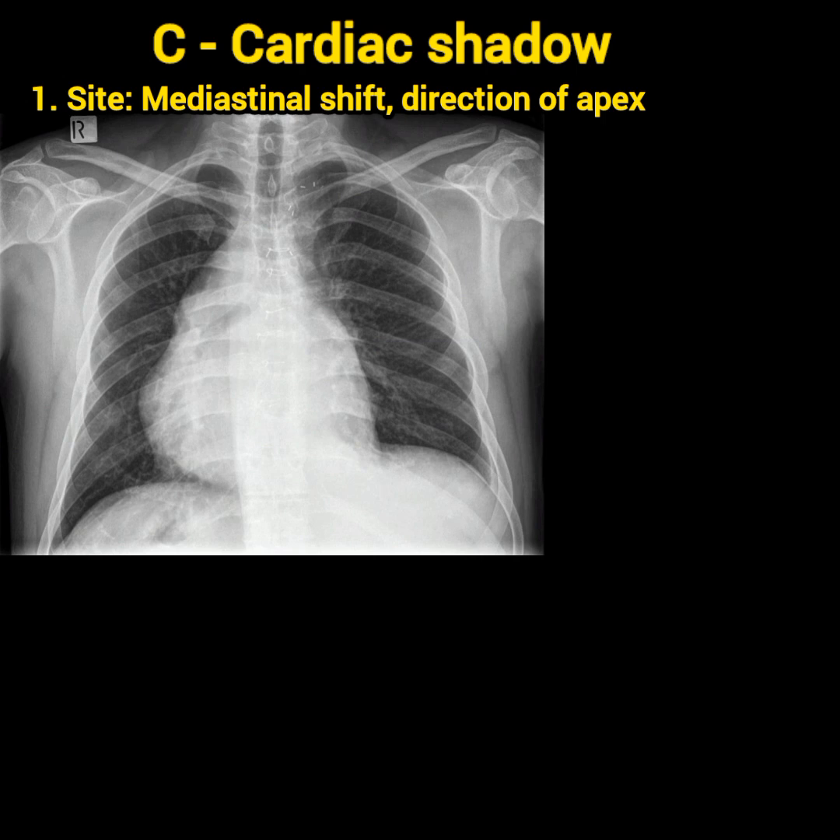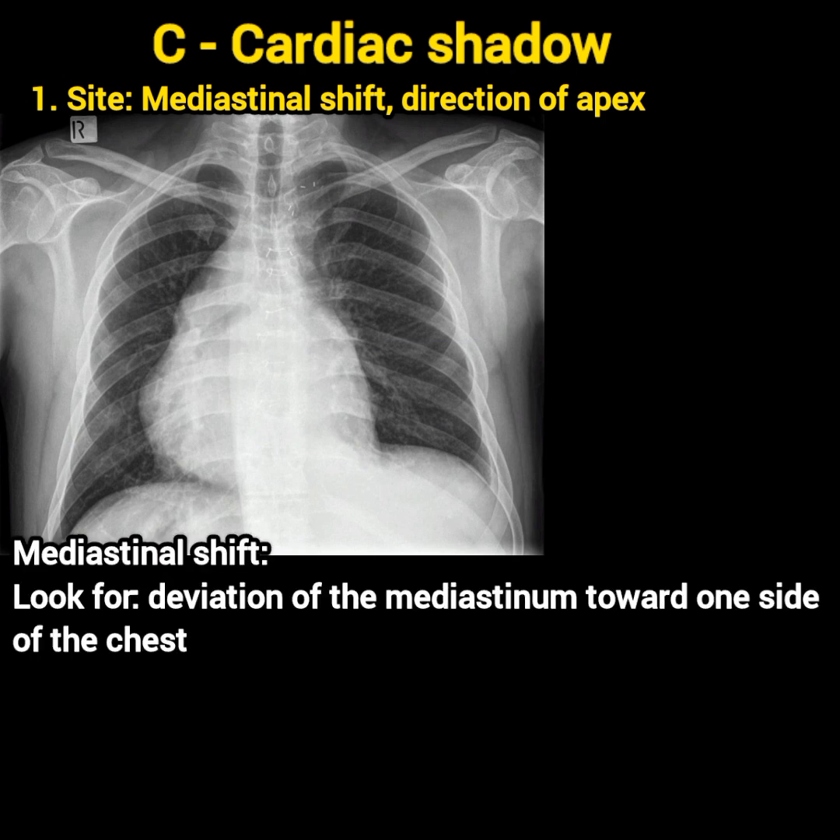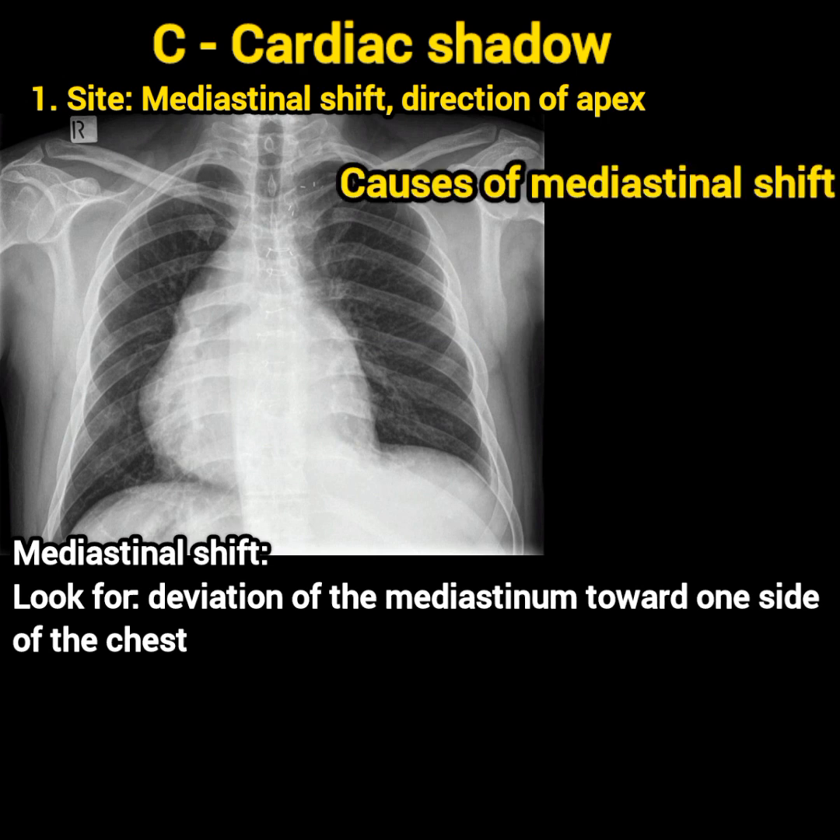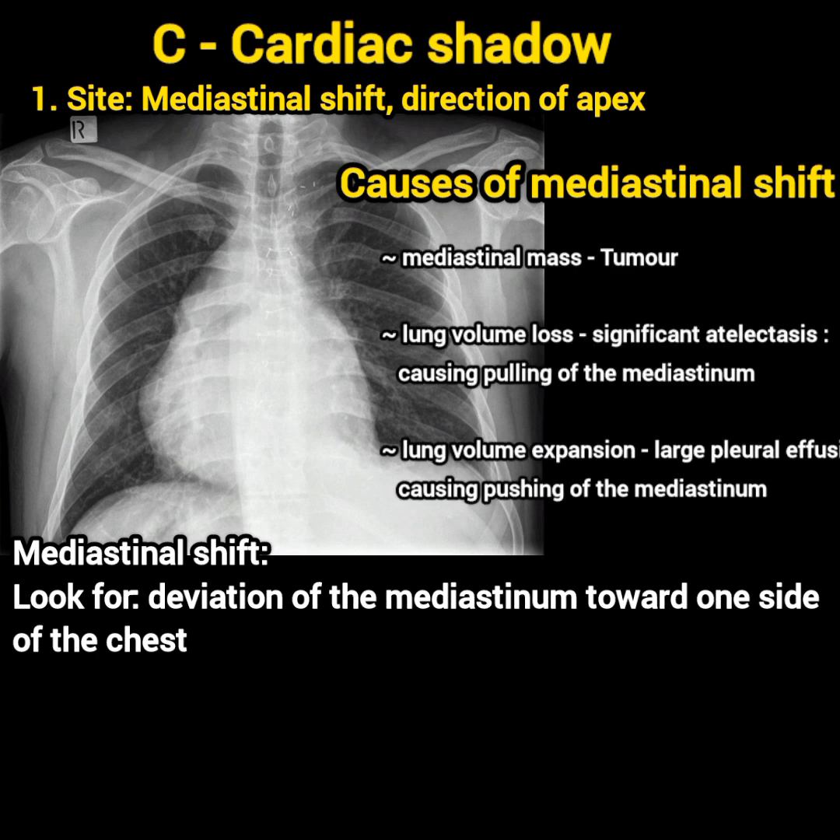With the mediastinal shift, look for deviation of the mediastinum toward one side of the chest. Causes of mediastinal shift are a mediastinal mass, any lung volume loss, that is, significant atelectasis causing pulling of the mediastinum, and lung volume expansion in a large pleural effusion causing pushing of the mediastinum.